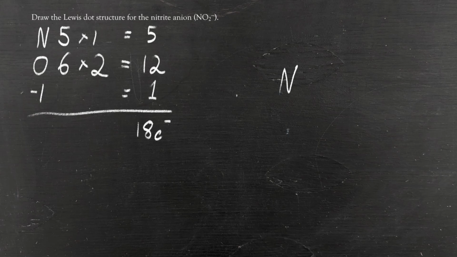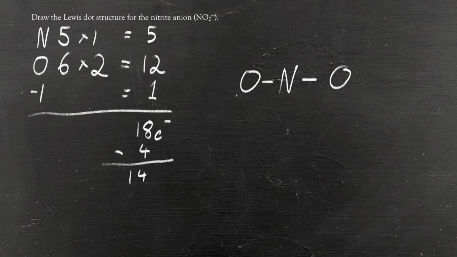Start by putting down the nitrogen and the 2 oxygens. Put a single bond between each of them. Each single bond uses up 2 electrons. So we had 2 single bonds, so that's 4 electrons used up. Let's subtract that from what we had over here. We now have 14 more electrons remaining.